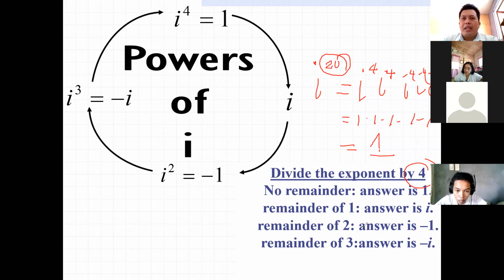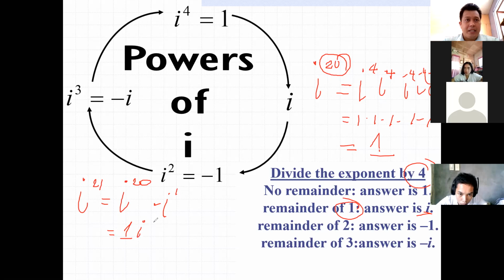If the exponent has a remainder of 1, then the answer is i. So for example, i to the power of 21. Since 21 has a remainder of 1 when we divide it by 4, then the answer is i. In this case, we can say that i to the power of 20 times i to the power of 1. Since i to the power of 20 is 1, 1 times i is 1i, or i, which is this one.